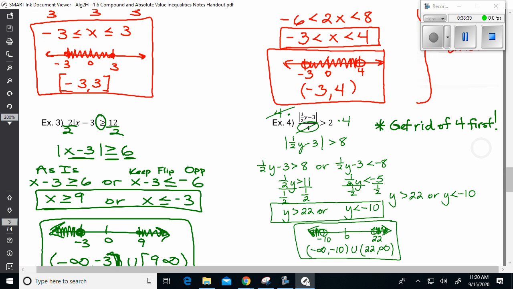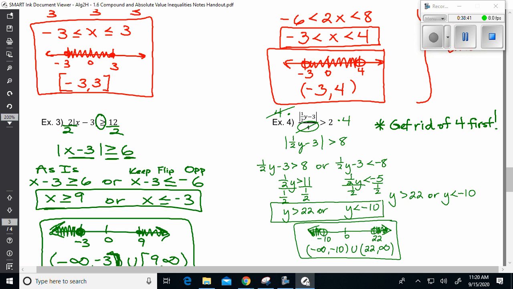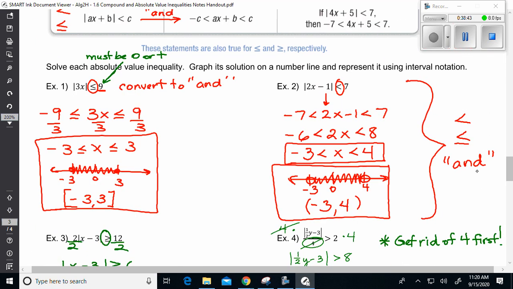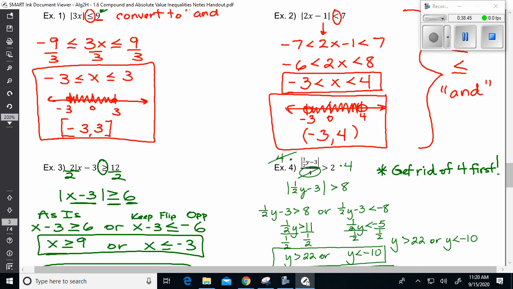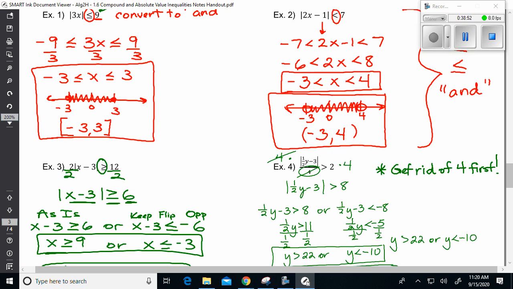So again, absolute value inequalities. The main thing you have to pay attention to is what sign you had at the start of the problem, because that's going to dictate how you rewrite it. Once you get it rewritten, then solving it is the easy part. That's what we did in the first half of class. So, any questions before we move to close?